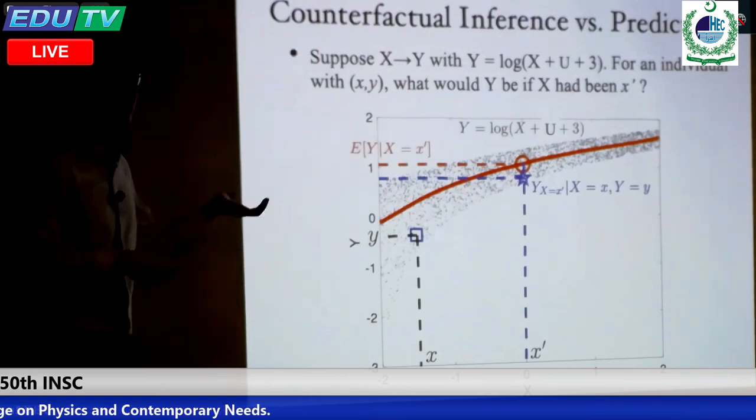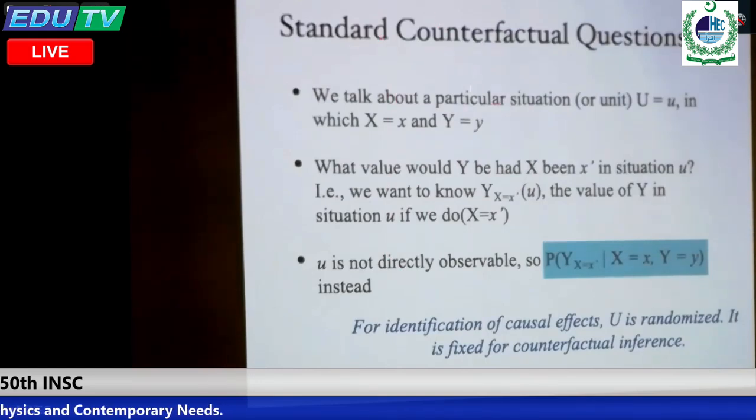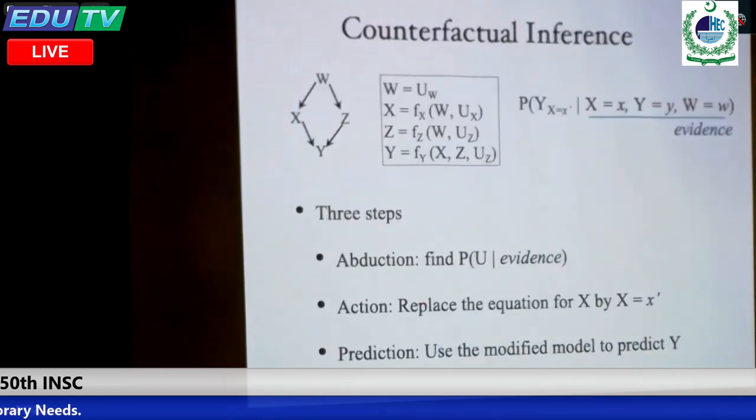Okay, how can we derive this result? So first of all, you can see this standard definition. We talk about a particular unit, the me, right? A particular unit, and we try to see what would happen to Y if X had been different. And then here you can see how we can answer the question. We just use 3 standard steps.